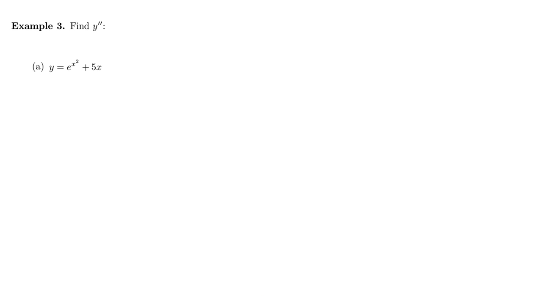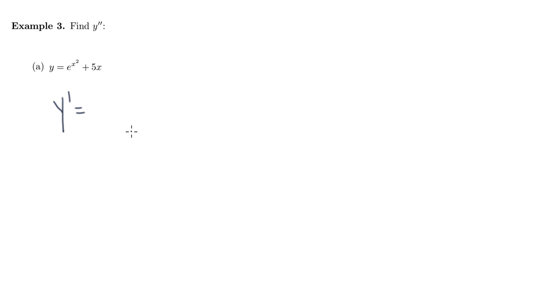All right, so we want to find the second derivative here. And remember, it's really easy to find the second derivative once you find the first derivative, because the second derivative is just the derivative of the first derivative. So let's start by just finding the first derivative. Okay, so y prime is just going to be the derivative of this with respect to x. So we have e to the x squared.